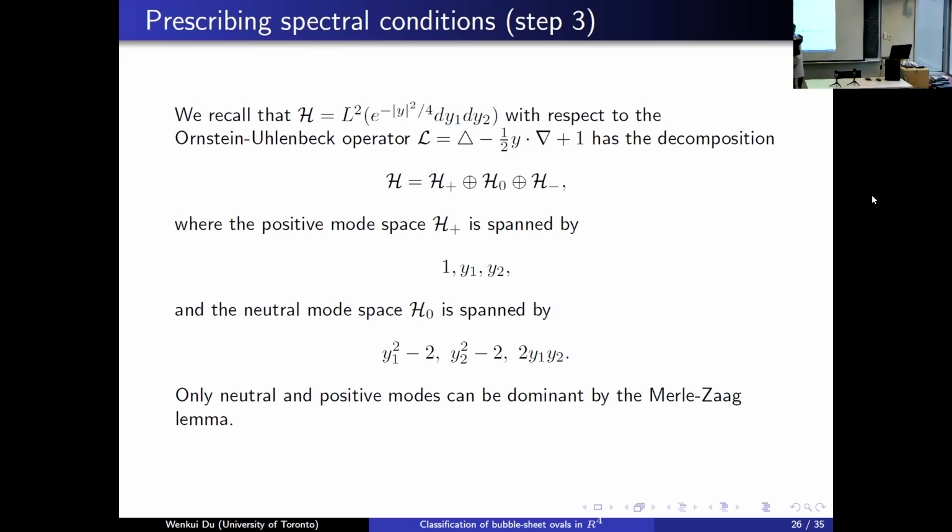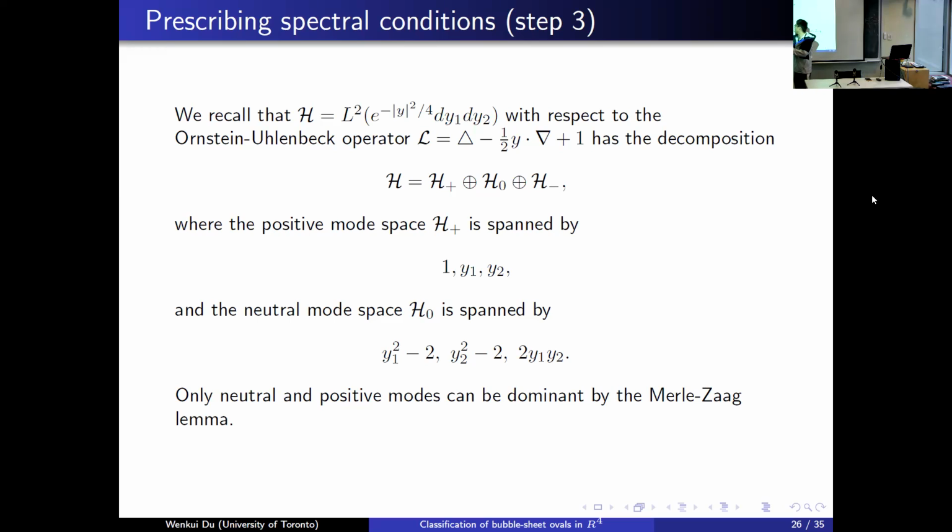So how do we study it? We have a toy model, and the linear term is given by this Einstein-Uhlenbeck operator. If we study this Gaussian weighted space, then the Einstein-Uhlenbeck operator has a Fourier mode decomposition, and its positive mode is spanned by 1, y1, and y2. The 1 has geometric meaning given by the time shift, and y1 and y2 are given by translating in this R2 plane. The neutral mode is spanned by quadratic polynomials.